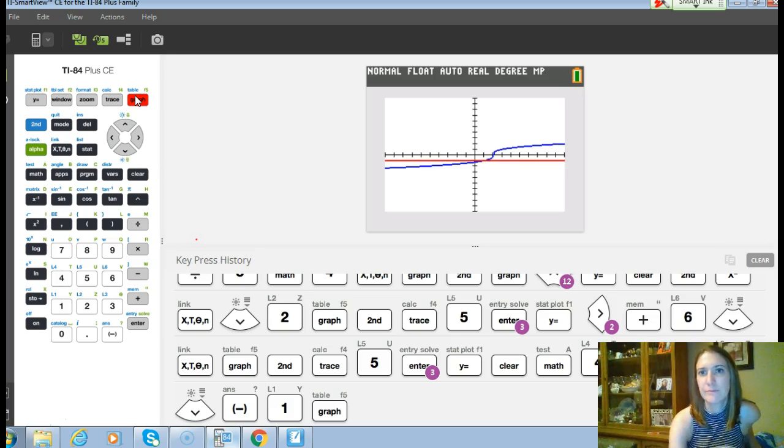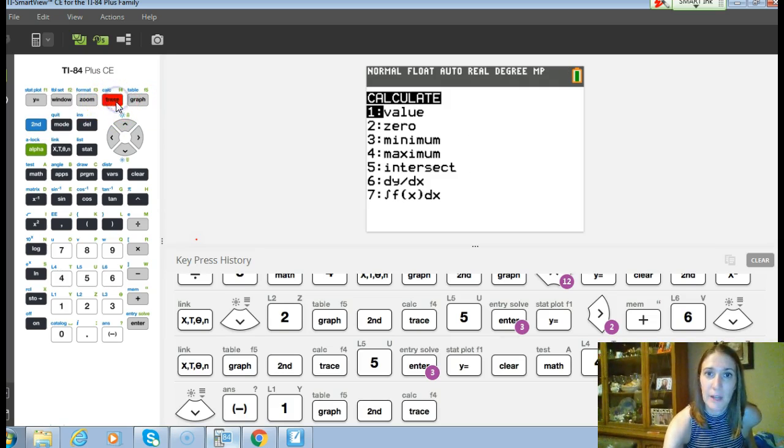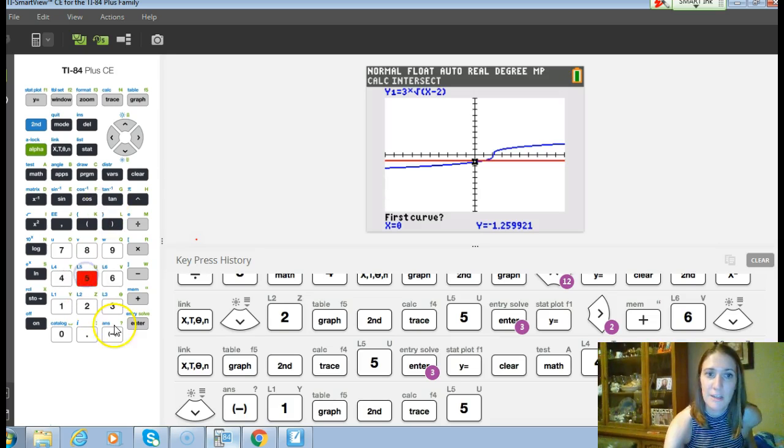There's negative 1. They only cross once. I will warn you that there is a possibility of them crossing more than once. All right, so calc, find the intersection. Enter, enter, enter. Mine takes a while. x equals 1.